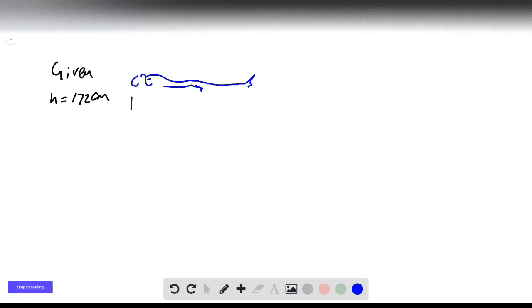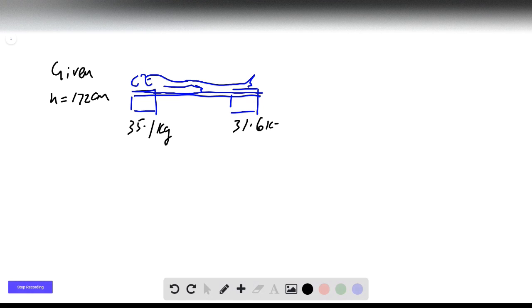and on the two sides of the bench we have weights. So these weights show the measurement. The left weight is recording 35.1 kilograms, and then the right weight is recording 31.6 kilograms. And those are the masses. The bench is massless. So this bench right here is massless.